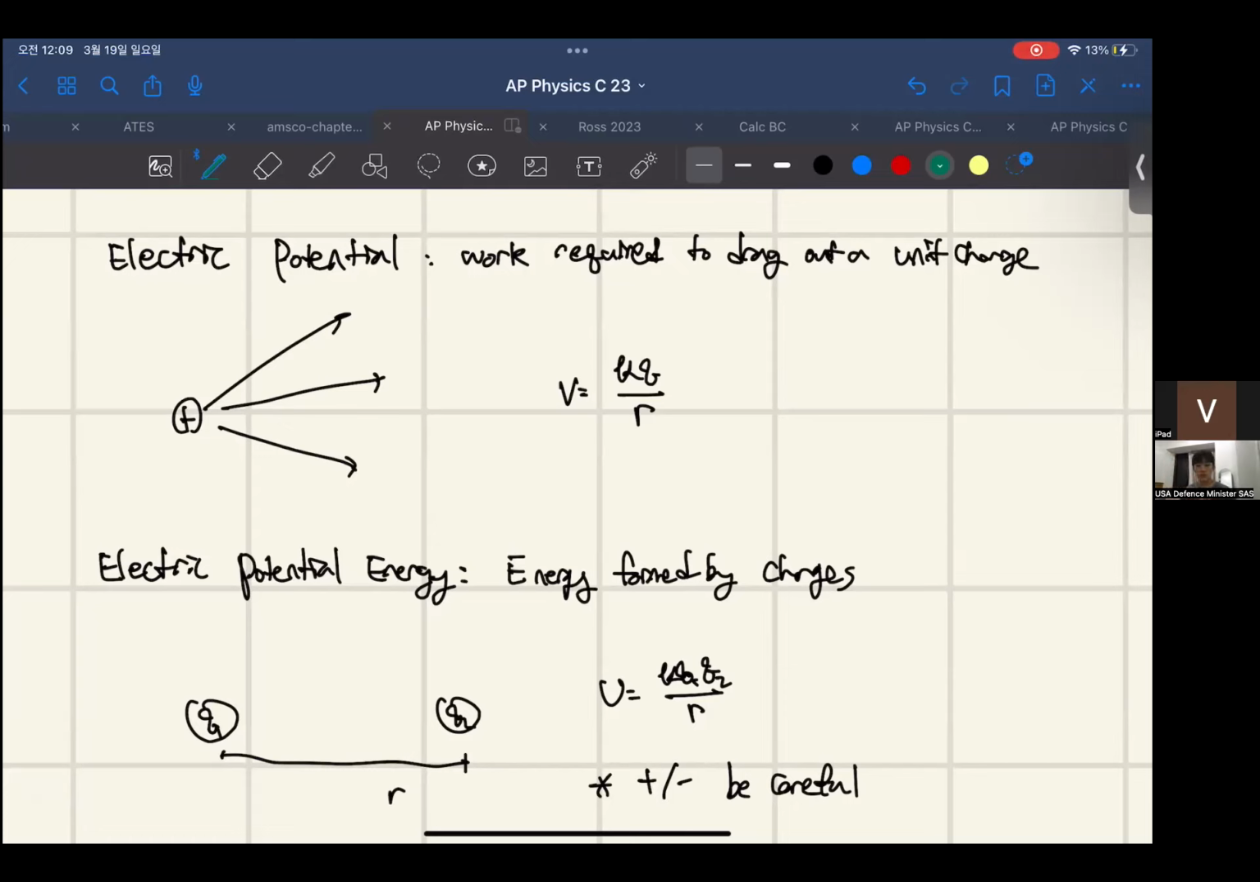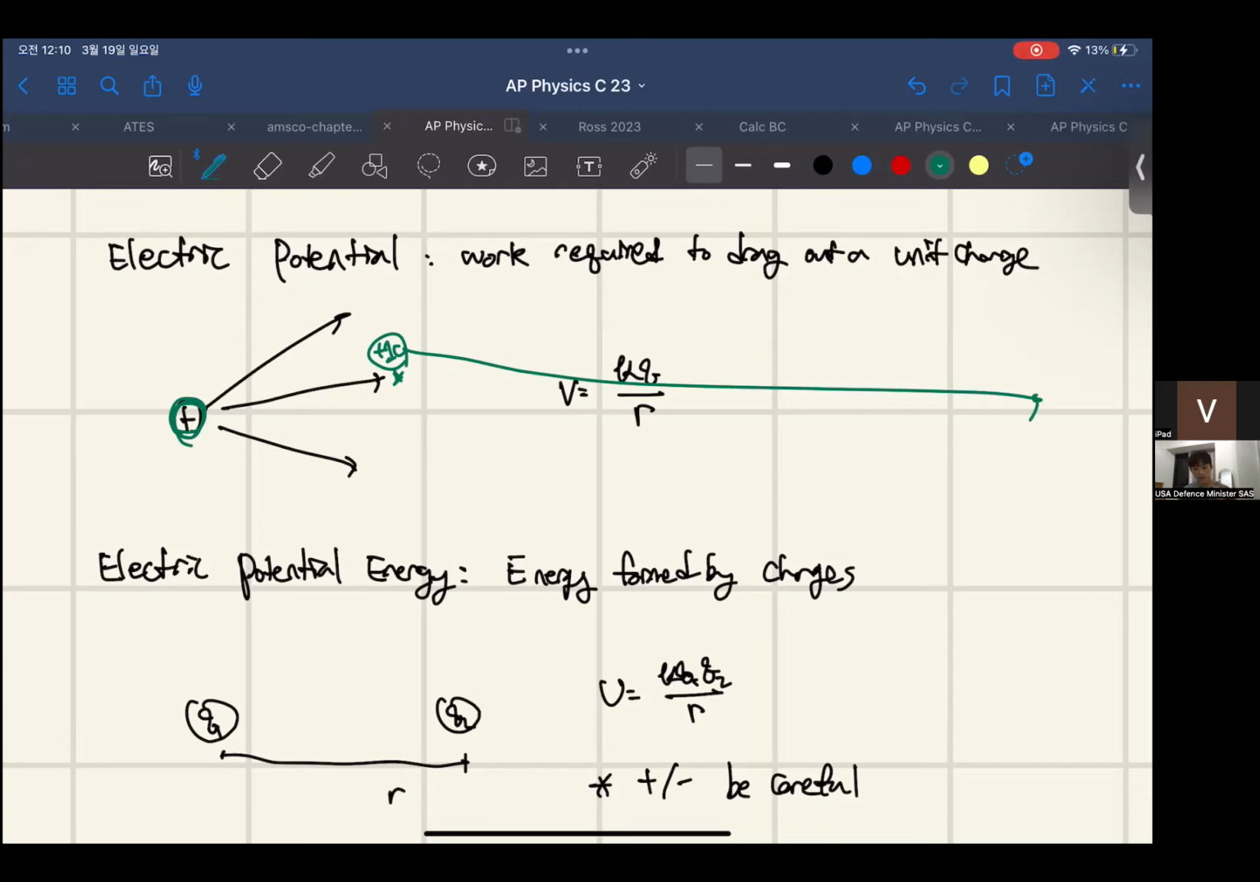Now, the definition of electric potential is basically the work required to drag out a unit charge from a given location in the electric field. So for example, you have a unit charge over here. Then the electric potential at this point is basically the amount of work that you have to do in order to drag out this one unit charge infinitely further away from this center charge in the middle that causes the electric field, so that you don't feel any electric field anymore.